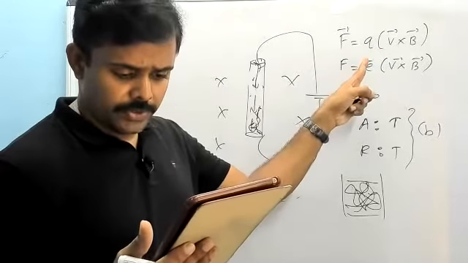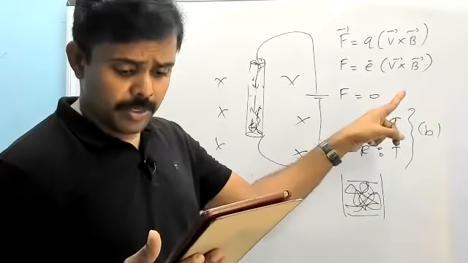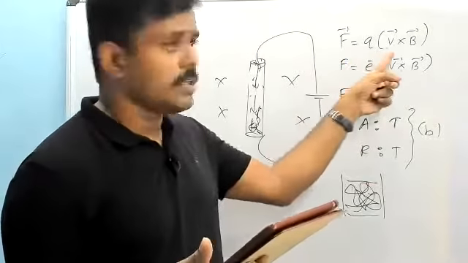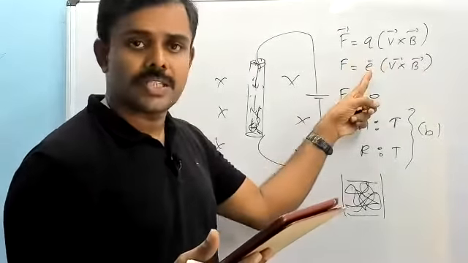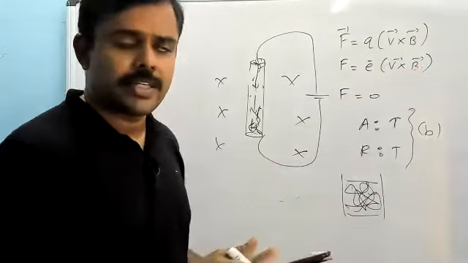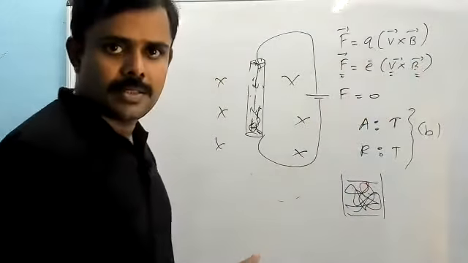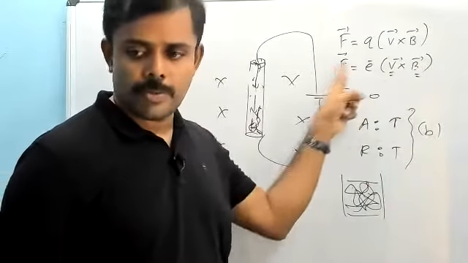Force on a free electron due to a magnetic field always acts perpendicular. Yes, that's true, because force equals Q into V cross B. Q is the electron charge, into V cross B. This is a cross product, right? In a cross product, the resultant will be perpendicular to the components. Force will be perpendicular to V, and force will be perpendicular to B.